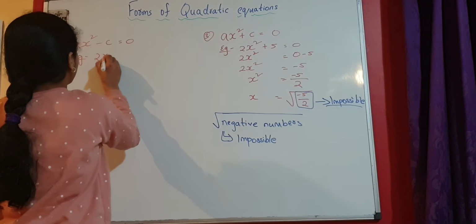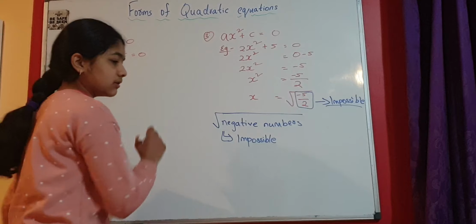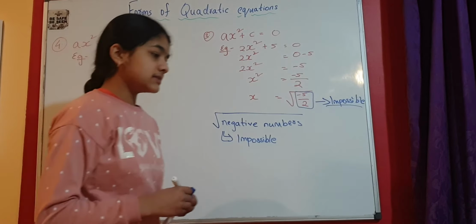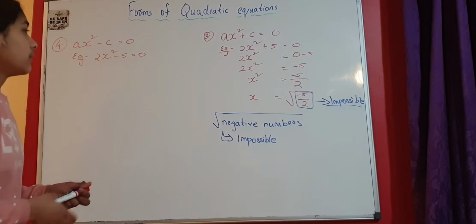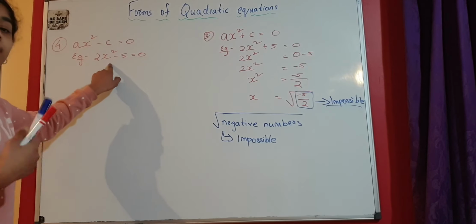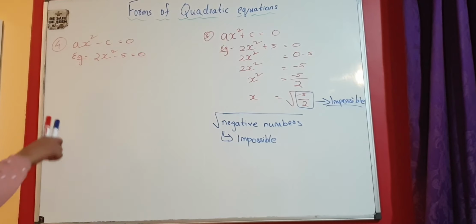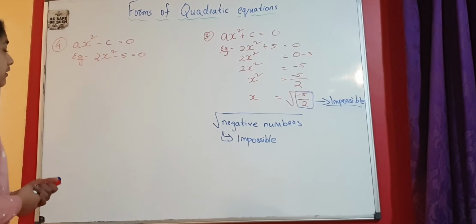Example: 2x square minus 5 is equal to 0. Now we can't solve it by the factorization method. We can't solve it by the completing square method, and we can't solve it by simple algebra as well. How can you solve this one?